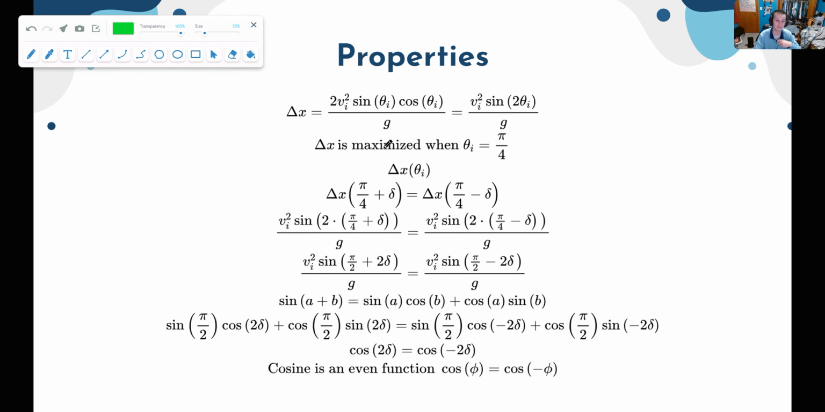And it turns out that it is at theta equal to pi over 4. One way that you can do this intuitively is, I want this to be at a maximum. I know that my VI and G are constant, they're not going to change. I'm only changing my angle right now. And so when is sine of 2 theta at a maximum? When is sine of 2 theta equal to 1?